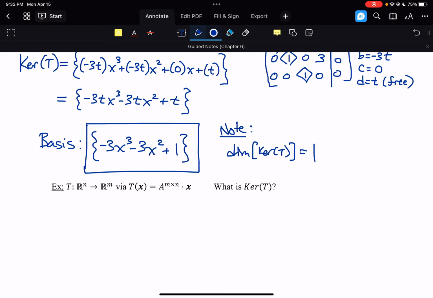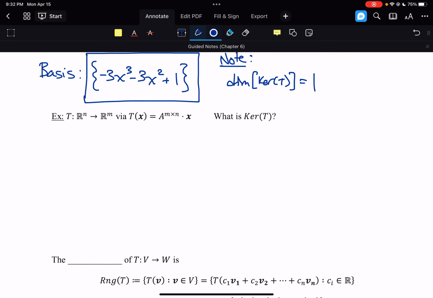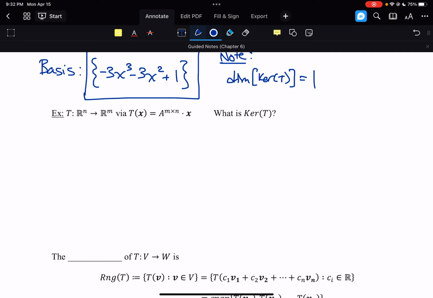Next up, something a little different. Working with the matrix transformation, which we saw in the previous section, going from Rn to Rm. We use an m by n matrix times that input vector x, that solution vector.